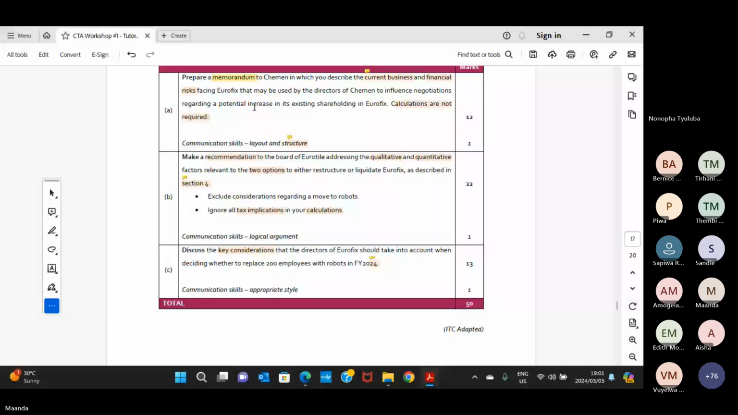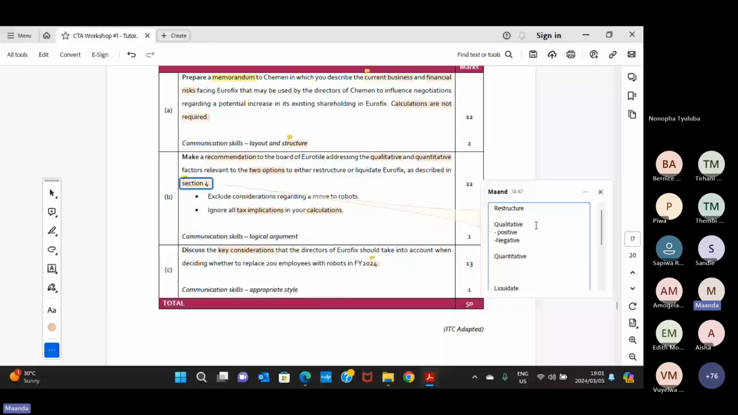All right. So here, what is my structure looking like? I'm moving from here, going to section C. I know that I have to talk about the structuring, I need to talk about the qualitative, I need to talk about quantitative, and then I need to go to liquidation, talk about qualitative, talk about quantitative, and then I need to do the recommendation. So we are told to go to section 4.